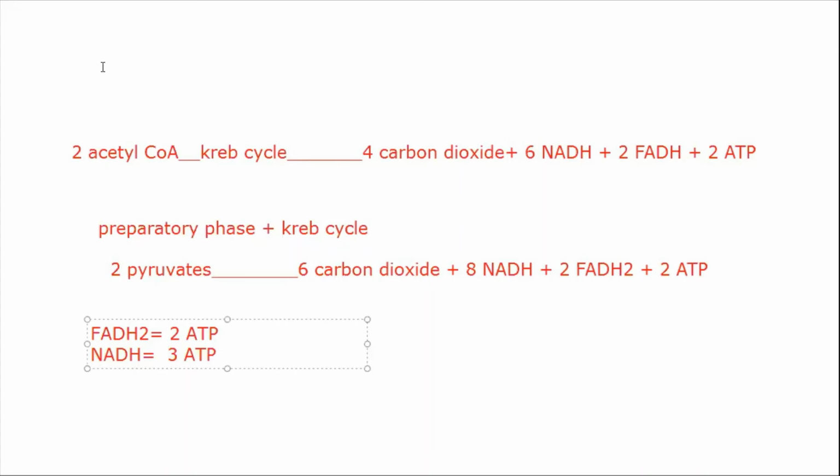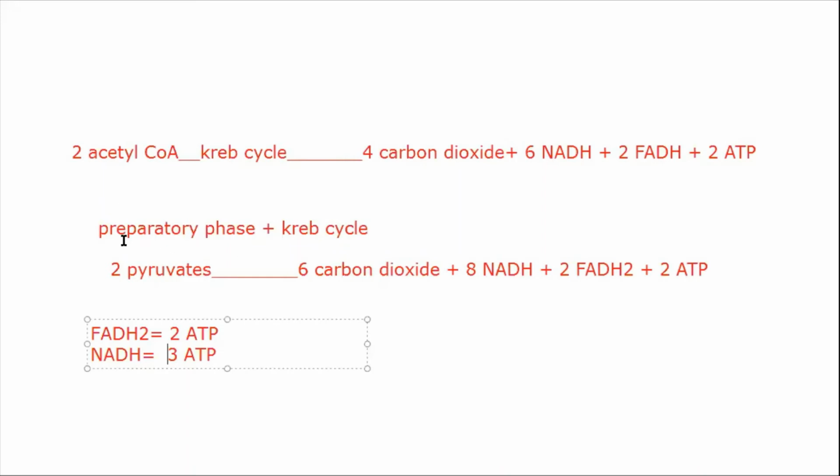Glycolysis, what does it start with? What does it produce? Krebs cycle, what are the starting materials? Simple, the Krebs cycle starts with 2 pyruvate. 2 pyruvate gives you 6 carbon dioxide, 8 NADH, 2 FADH2 and 2 ATP molecules.